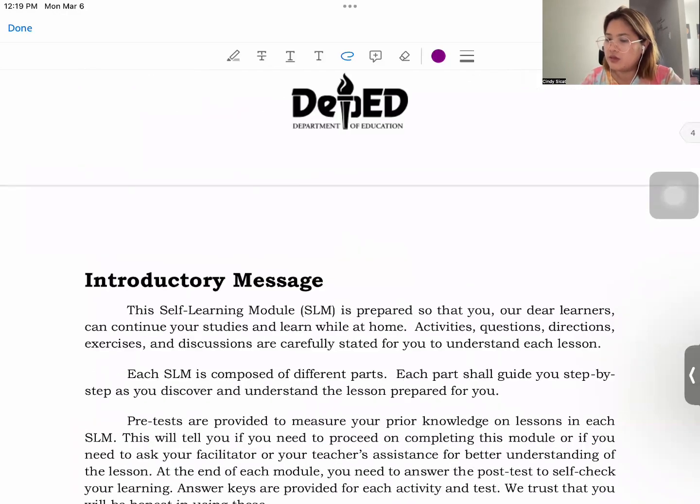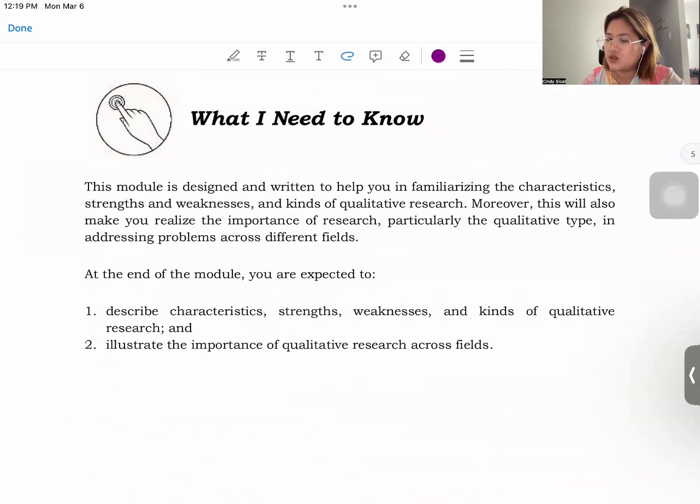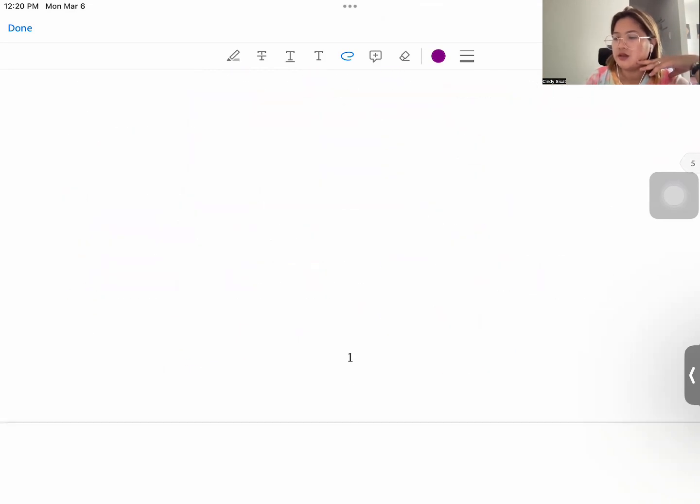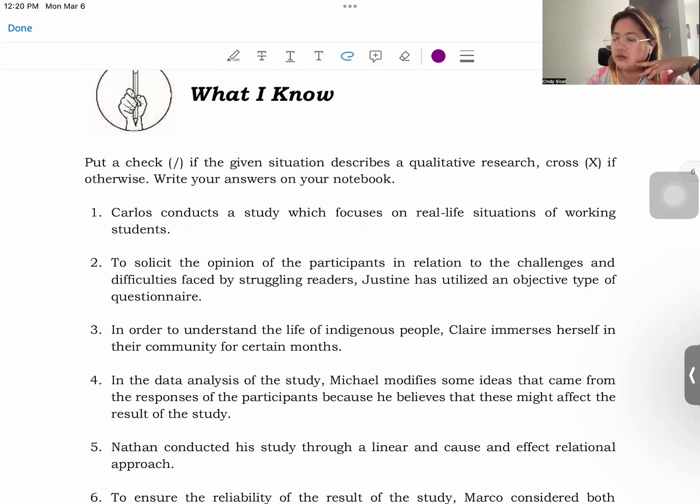Let's begin with the objectives. At the end of this module, you are expected to describe the characteristics, strengths, weaknesses, and kinds of qualitative research and illustrate the importance of qualitative research across fields. So not only in education, but across all specializations and fields. Hopefully, we can achieve that.